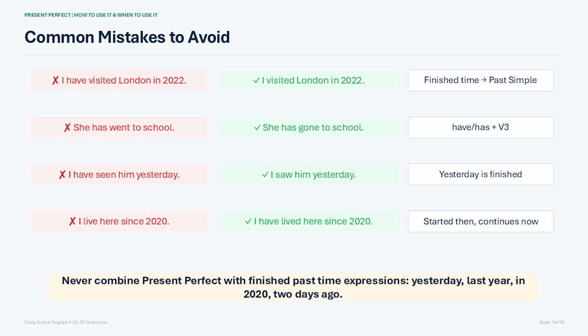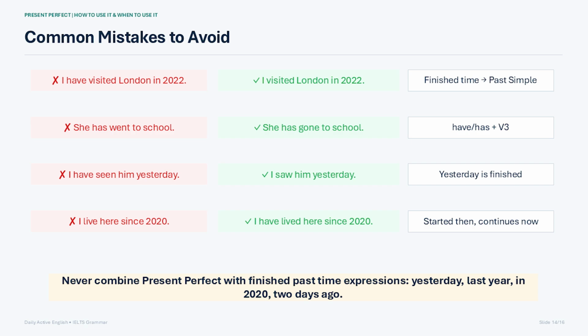Mistake number 3. I have seen him yesterday. Yesterday is finished, so we use the past simple. The correct sentence is, I saw him yesterday. Mistake number 4. I live here since 2020. If the action started in the past and continues now, use the present perfect. The correct sentence is, I have lived here since 2020.